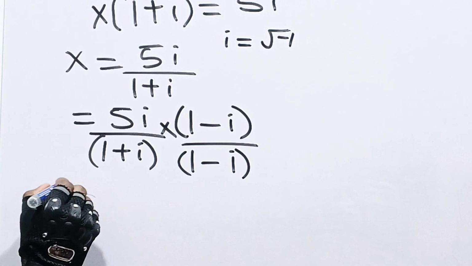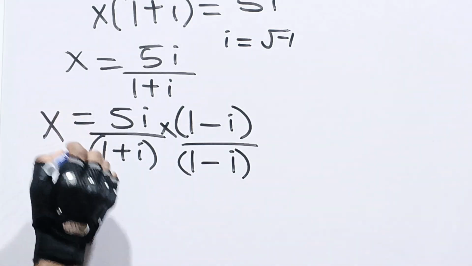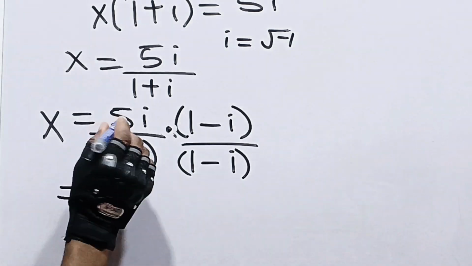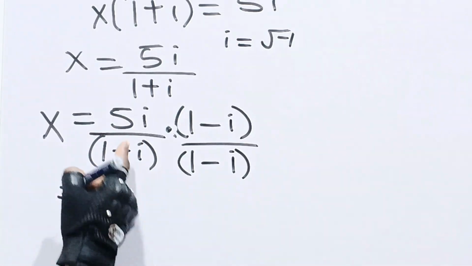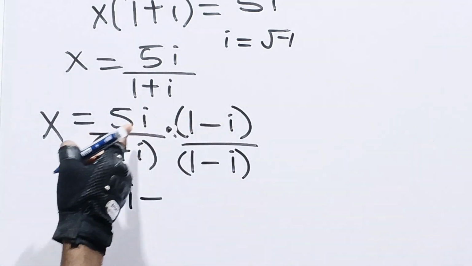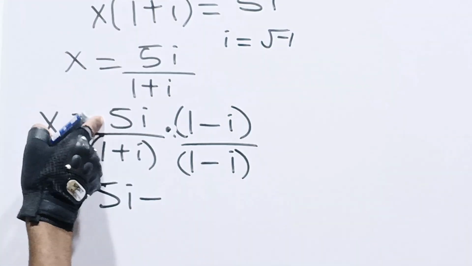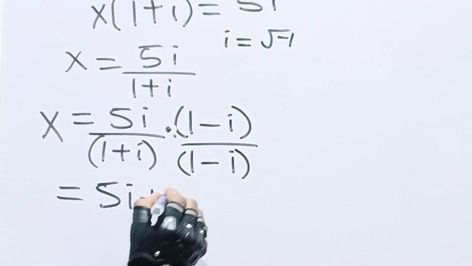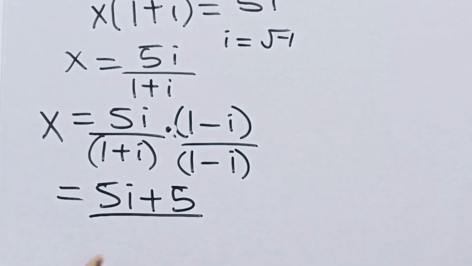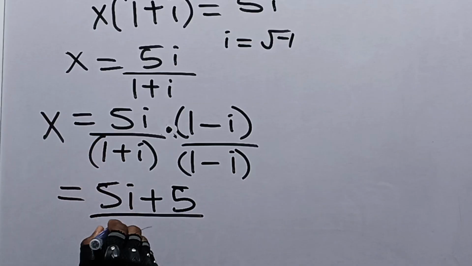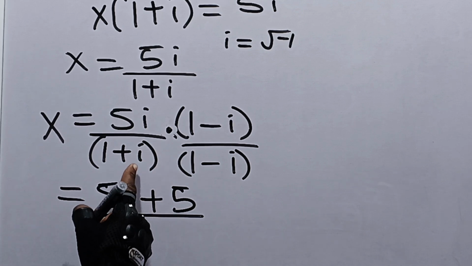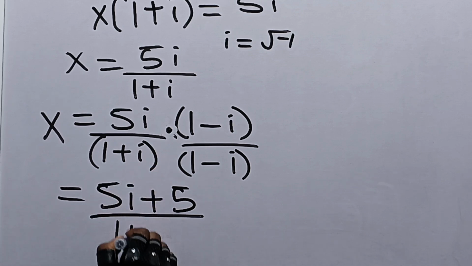Alright? Now this will become equal to, so this is our x. Let's put multiplication like this. Now we have 5i times 1 is 5i minus 5i times i. i times i is minus 1. So this is minus 5 times minus 1, which is plus 5. Divided by, so what we're going to have here is 1 squared is 1 and i squared is minus 1. So we have minus i squared, which is minus 1. So this becomes plus 1.